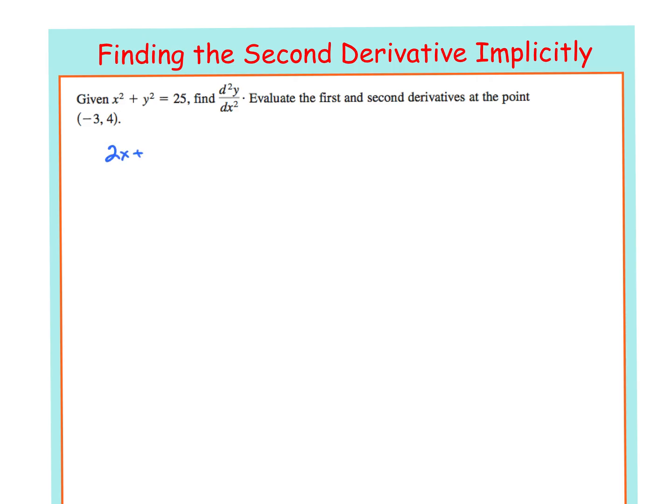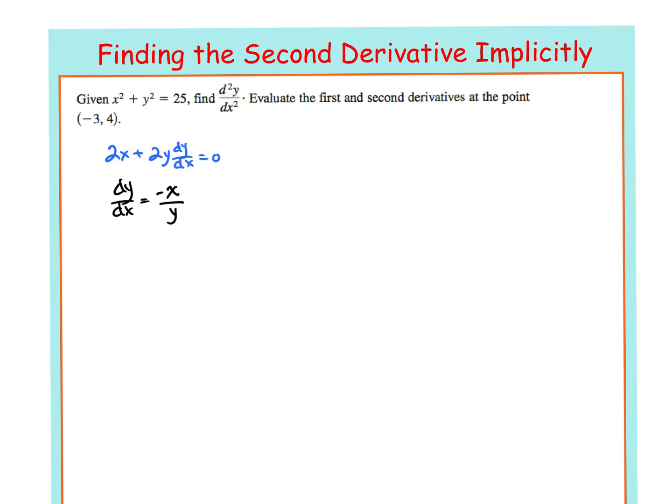2x plus 2y dy/dx is equal to 0. So we need to solve for dy/dx. So what do we do? We subtract 2x and then divide by 2y. So dy/dx is equal to what? Negative 2x over 2y, which simplifies to negative x over y.